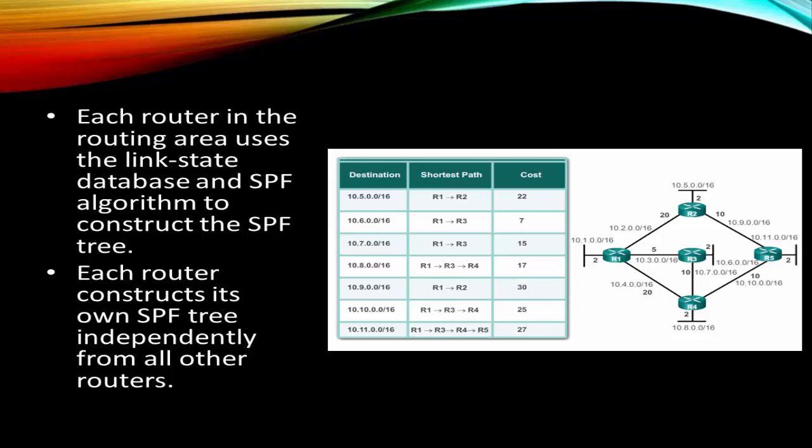Here we can see the shortest path first tree, using the database of every router, and each router builds its own shortest path first tree independently. They build it with the data of other routers, but each router has its own tree.